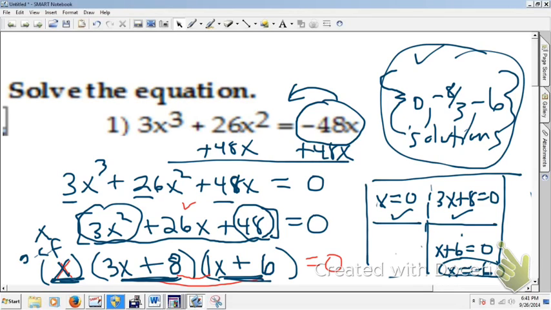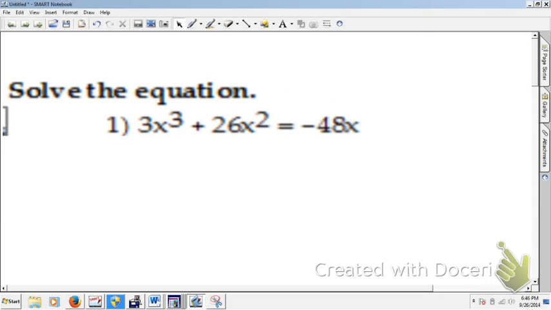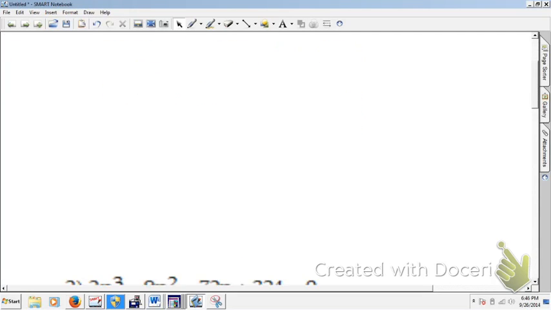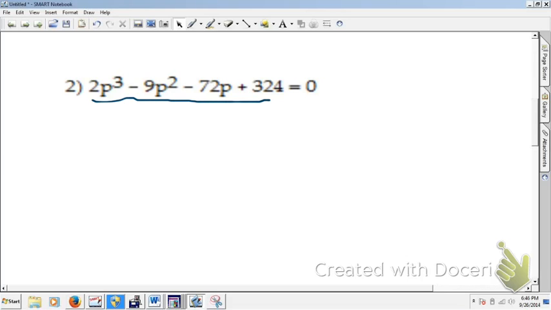Okay, hope that helps. Now let's try, I'm going to scoot this down. Remember, you can always hit rewind if you need to. I'm going to scoot that down, take the next problem. Okay, now this one we luck out. Why? Because it's already in that nice perfect descending order. It's already in standard form.